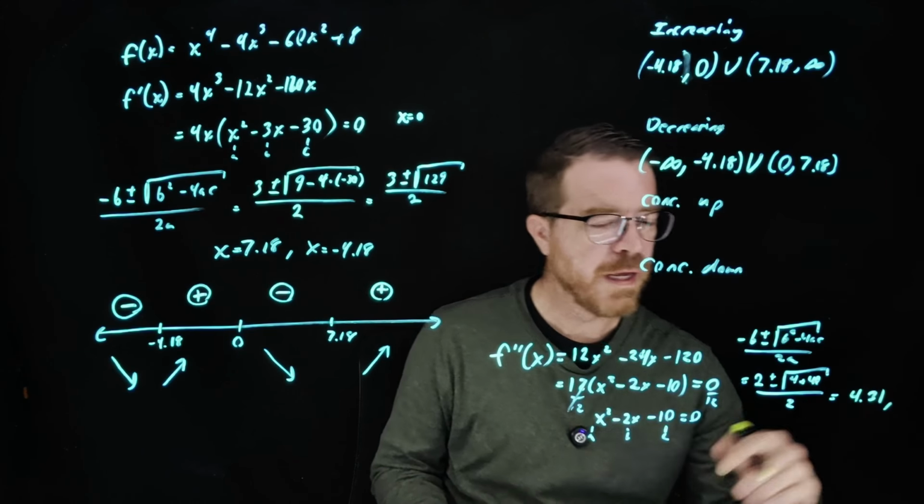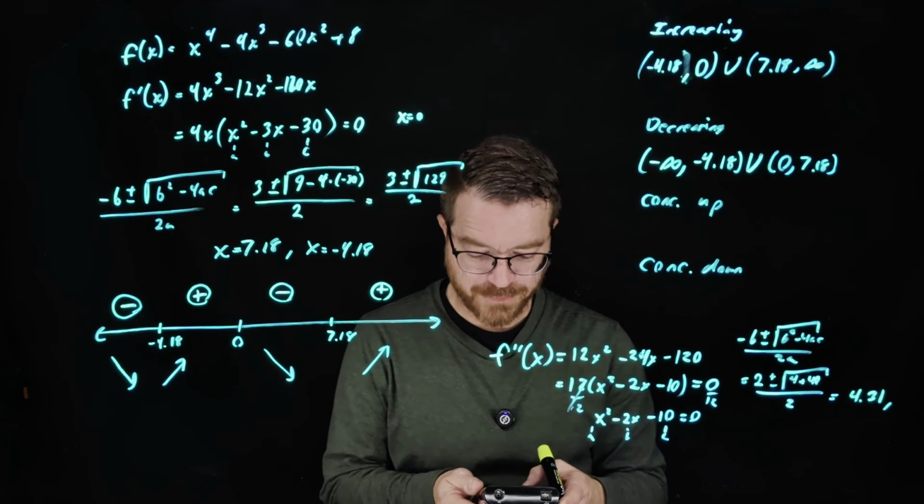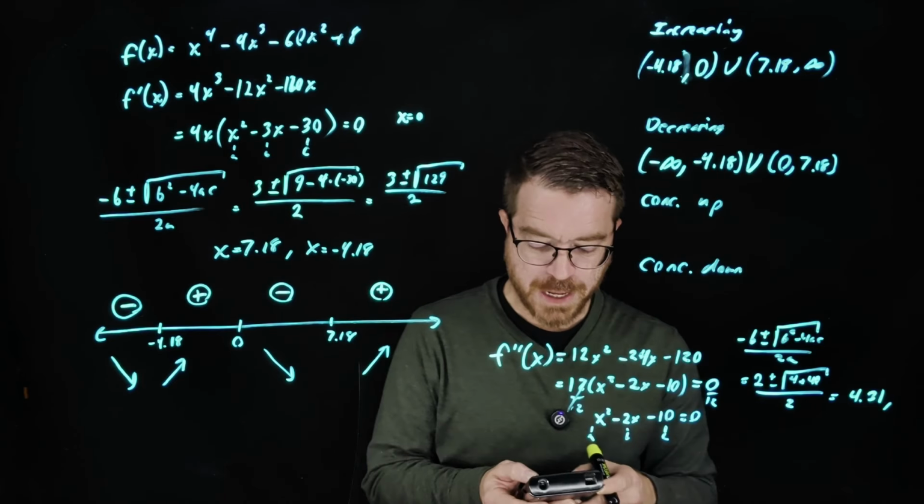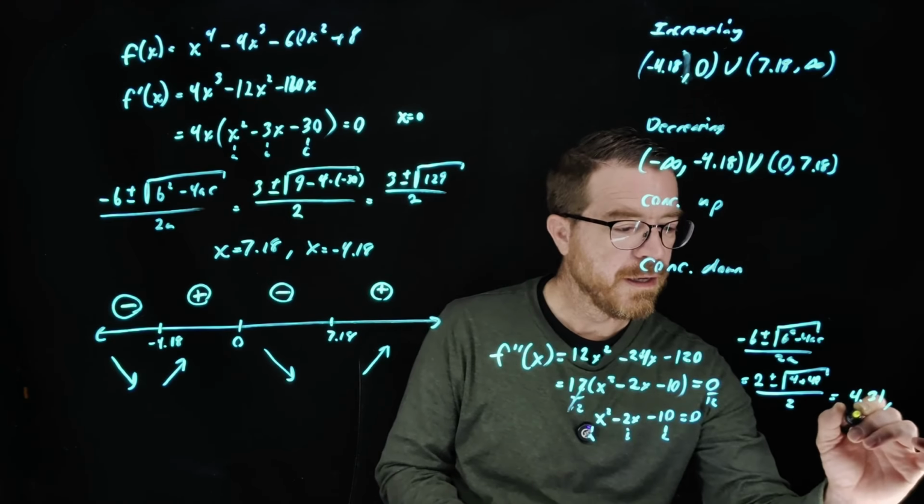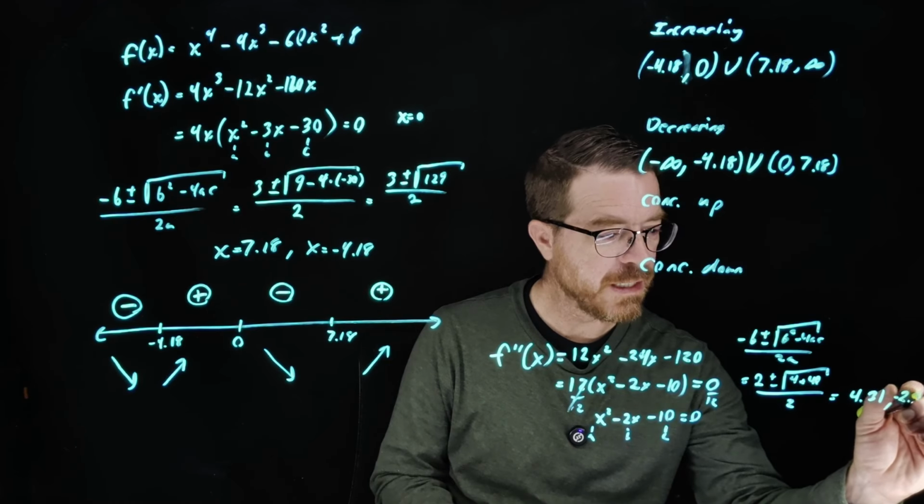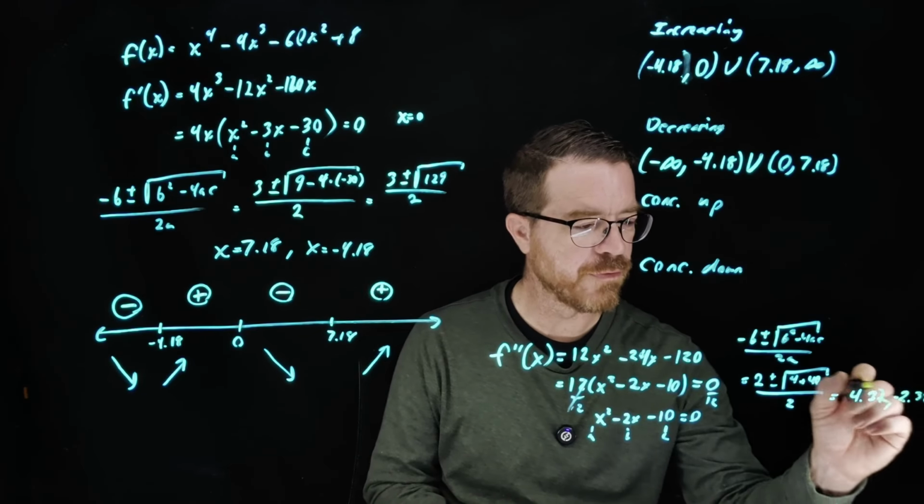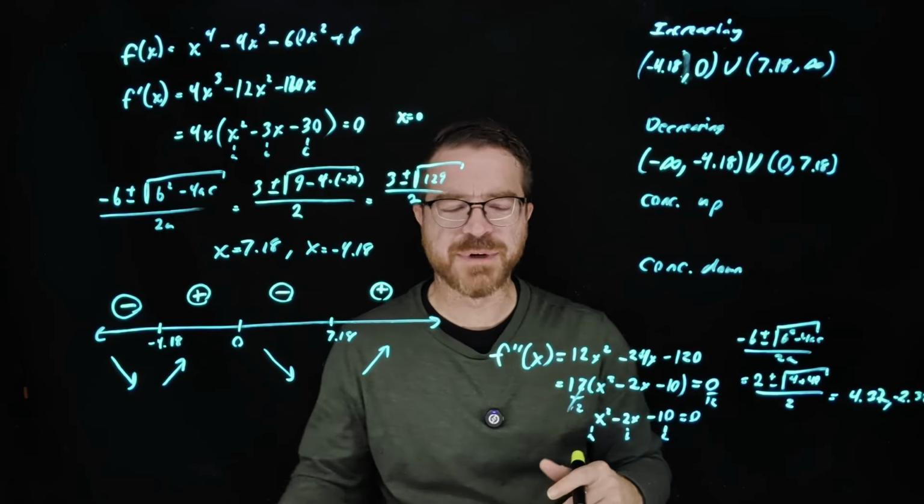4.31. And then we're going to do the same thing, but it's going to be 2 minus the square root of 44 divided by 2. And that's going to give us negative 2.32. This actually should be 32 also because it rounded.